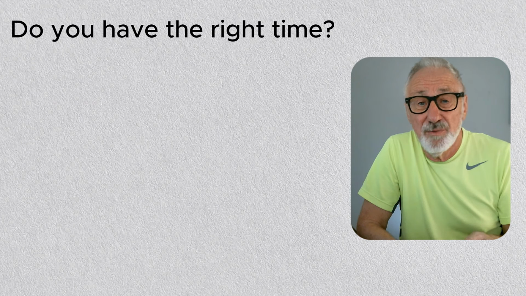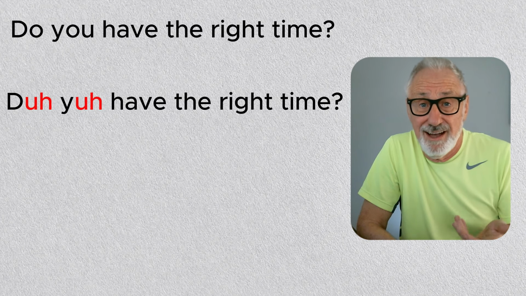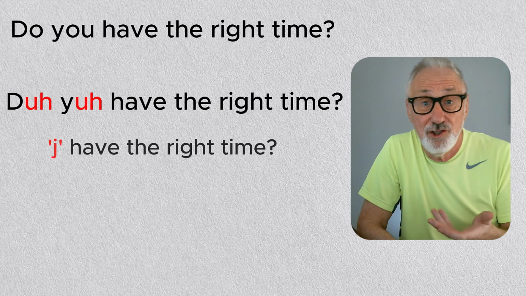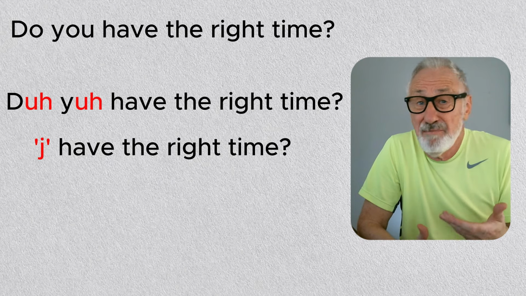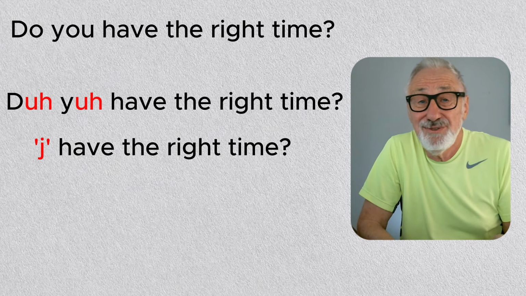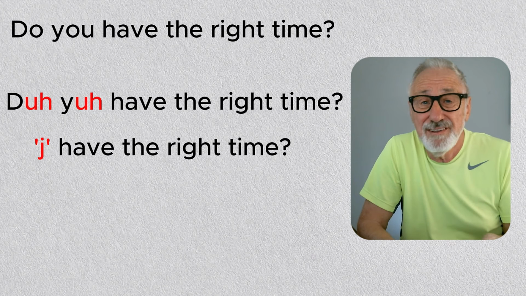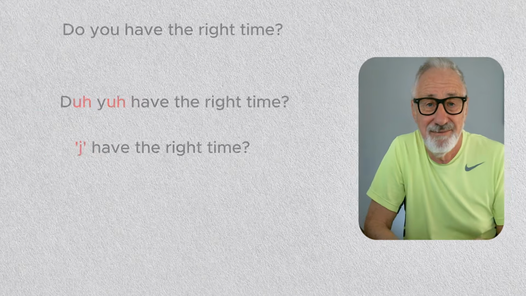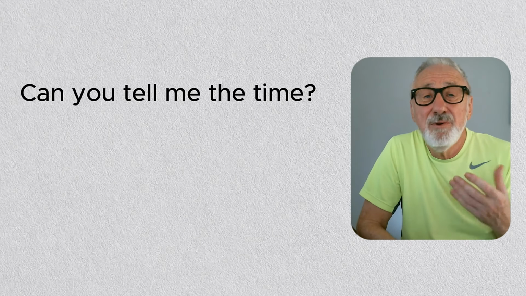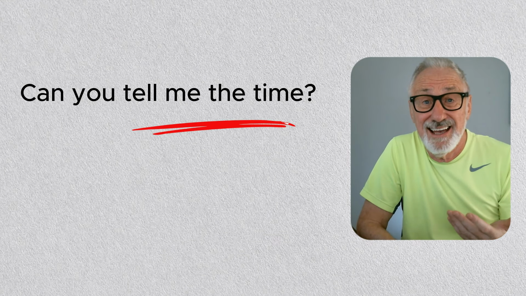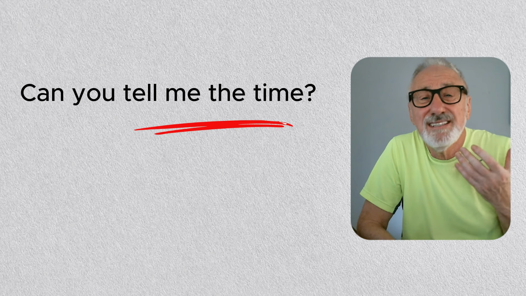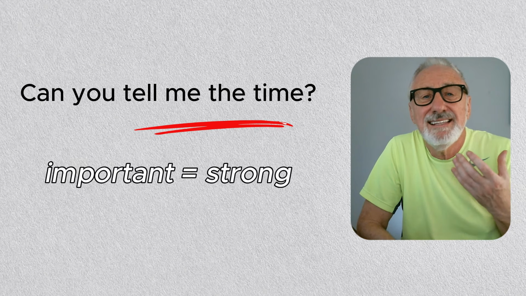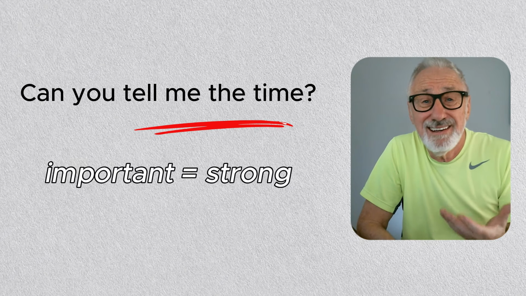Now both of these options, the d, y have the right time, or the j have the right time, are perfectly fine. And the good news is, you choose whichever one feels more comfortable with you, use that one, and it's absolutely fine. Now let's look at the other question you might be asked, which is, can you tell me the time? The most important part of this question is, tell me the time. And so that's the strong part of the question. It's the part where we pronounce everything really clearly.